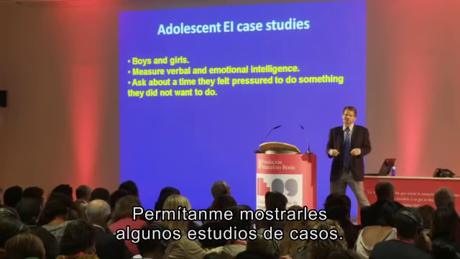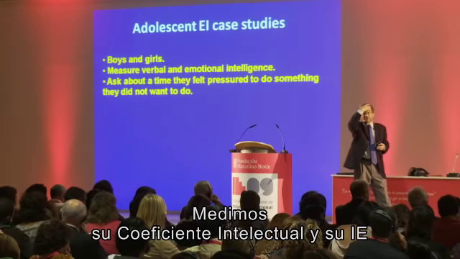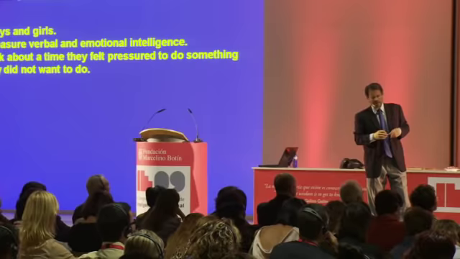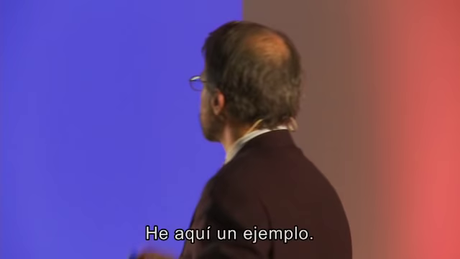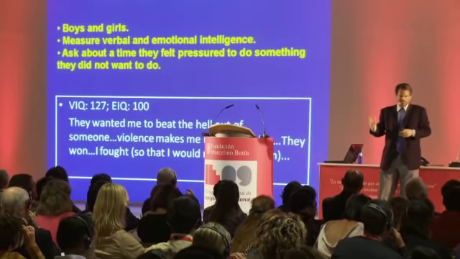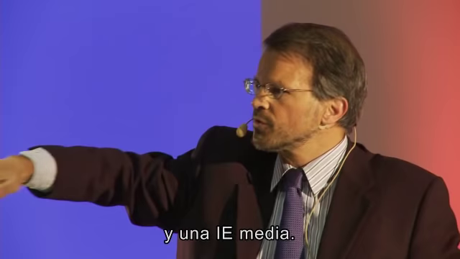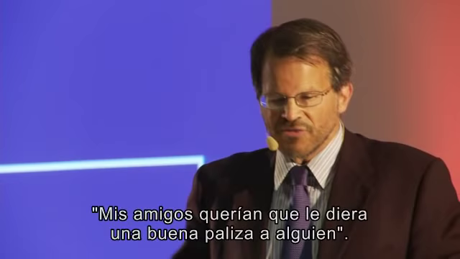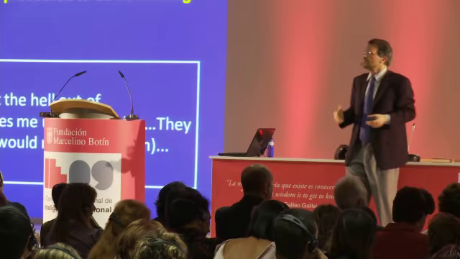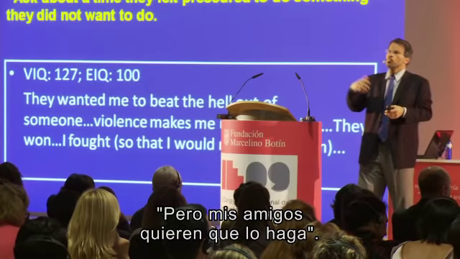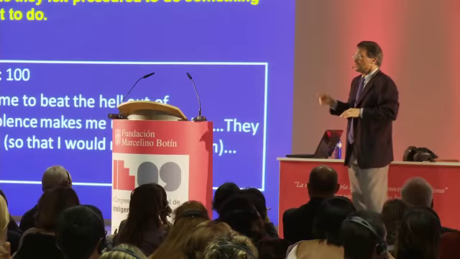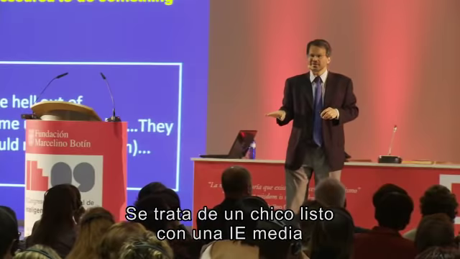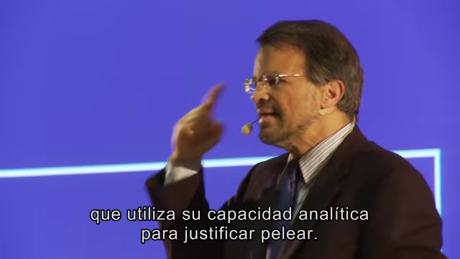Let me show you some case studies. We had boys and girls. We measured their IQ and their emotional intelligence. And we asked them about a time they felt pressured to do something they did not want to do. Here's an example. Here's someone, very high verbal intelligence, average emotional intelligence. Here's the story. My friends wanted me to beat the hell out of someone. Violence makes me uncomfortable. My friends won, so I fought the other person, but I did it in a way that really wouldn't hurt him. A very smart boy with average emotional intelligence. He's using his analytical ability to justify fighting.